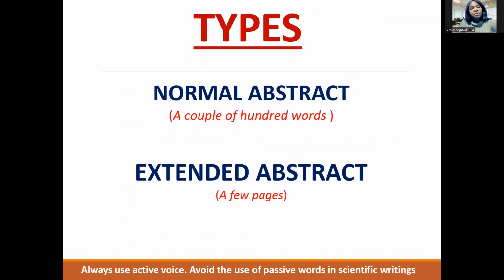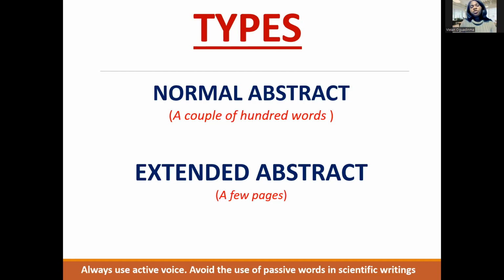There are two types of abstracts. I decided to call them normal abstract and extended abstract. Normally they just say an abstract, but to be pertinent in summary and to make it really understandable, I would like to call it normal abstract and extended abstract.